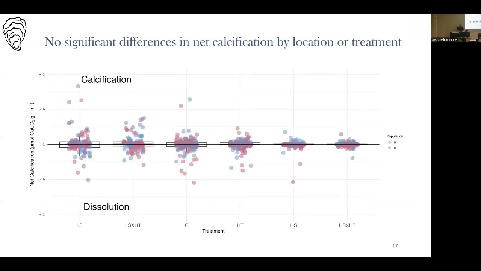However, the calcification data was very messy. There's a few reasons that this could be the case. One is that ammonia can affect total alkalinity, and salinity can also affect total alkalinity. We tried to account for the salinity, but we could not account for the ammonia. So we didn't see any significant differences or trends in net calcification.